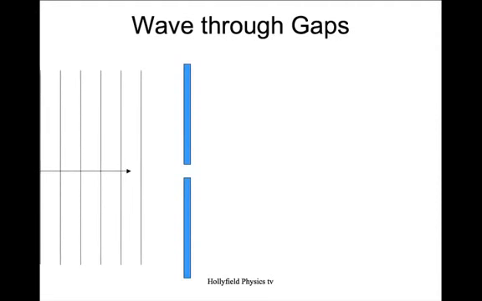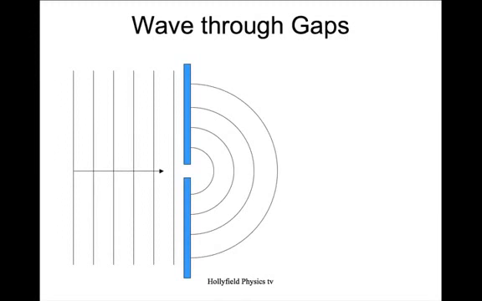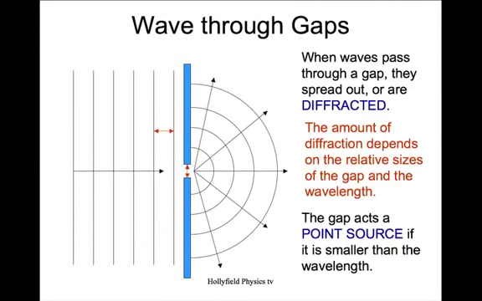Let's have a look at the waves as they travel through gaps. So here we've got some plane wavefronts, and they're going to pass through that small gap. What we find is that the plane wavefronts are turned into circular wavefronts. Waves are spreading out from the gap itself. Now, the amount that they spread out is determined by the relative dimensions of the gap and the wavelength itself. If the gap is smaller than the wavelength, then we'll have perfectly circular wavefronts, all the waves spreading out, and the gap will act as a point source. This spreading out of the waves is called diffraction.